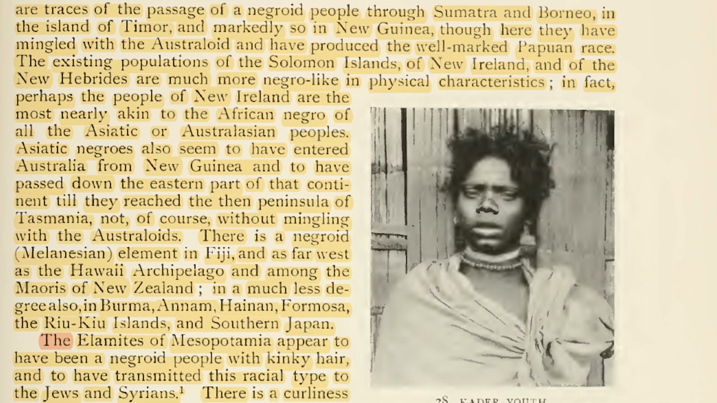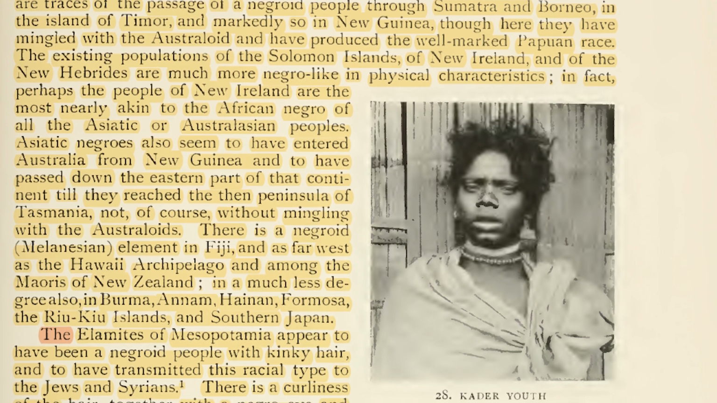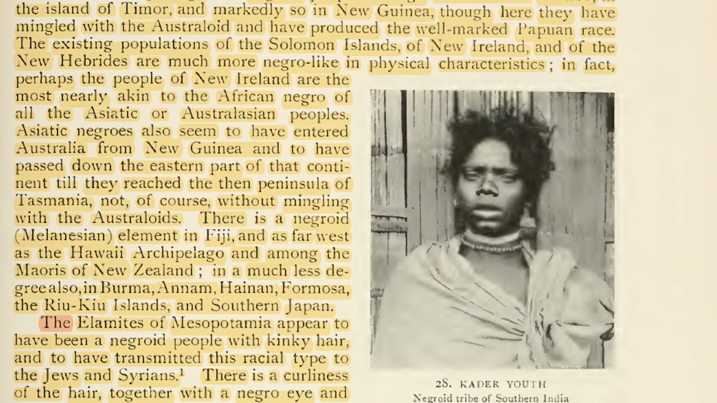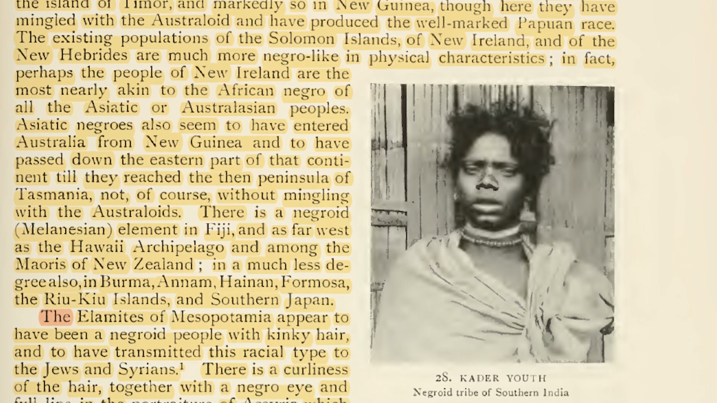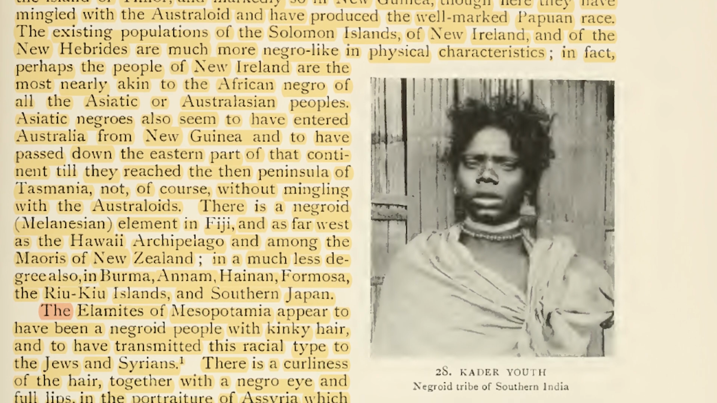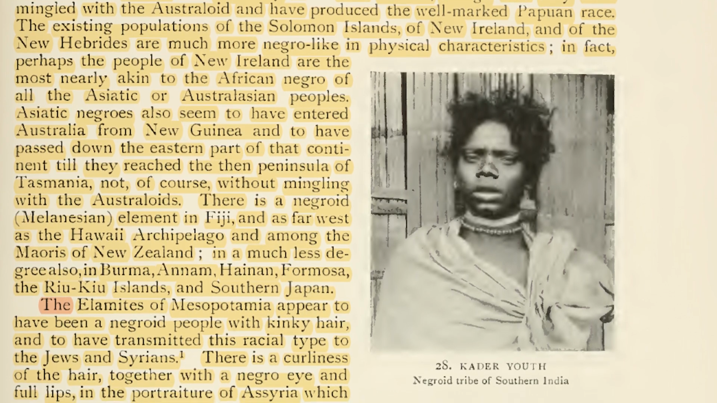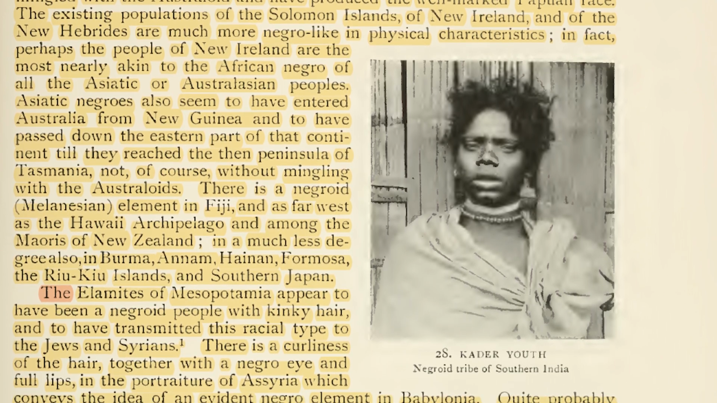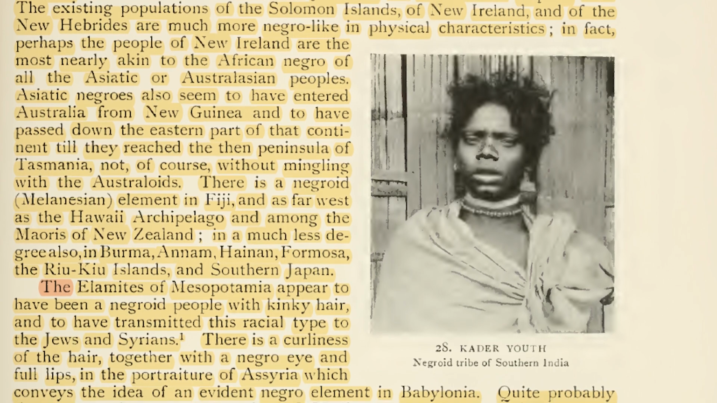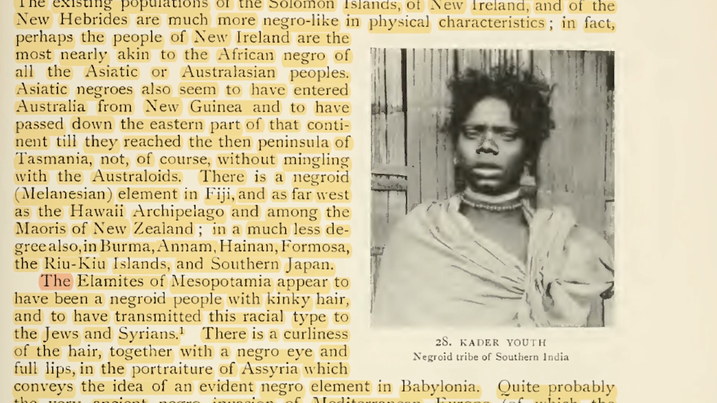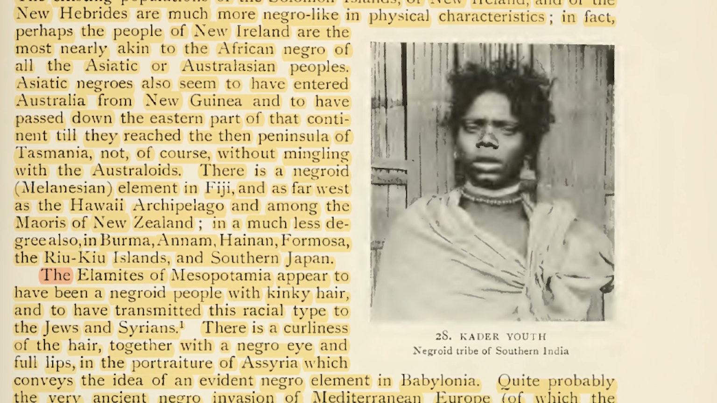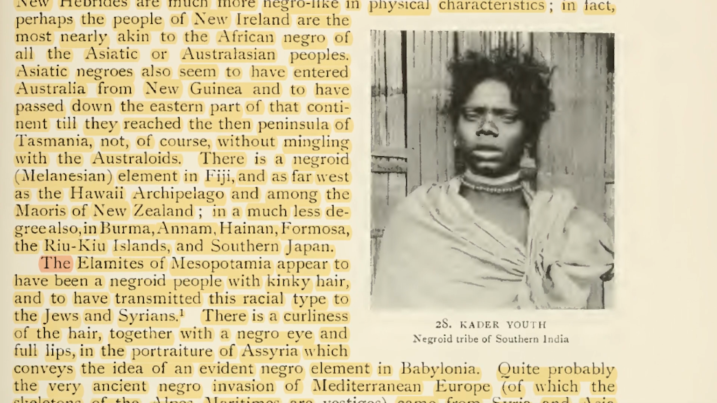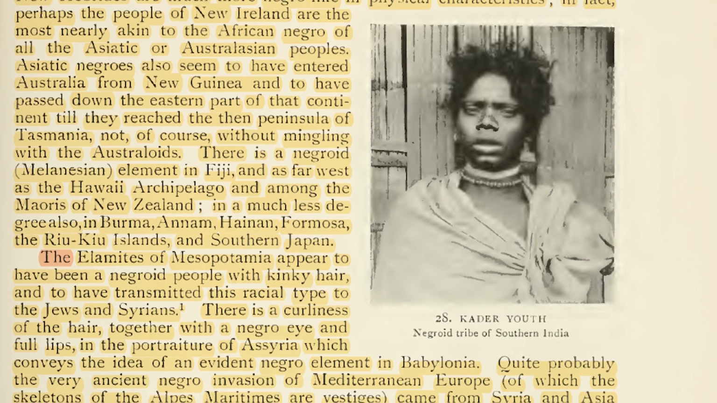The existing populations of the Solomon Islands, of New Ireland and the New Hebrides are much more Negro-like in physical characteristics. In fact, perhaps the people of New Ireland are the most nearly akin to the African Negro of all the Asiatic or Australasian peoples. Asiatic Negroes also seem to have entered Australia from New Guinea and to have passed down the eastern part of that continent till they reached the then peninsula of Tasmania, not, of course, without mingling with the Australoids.